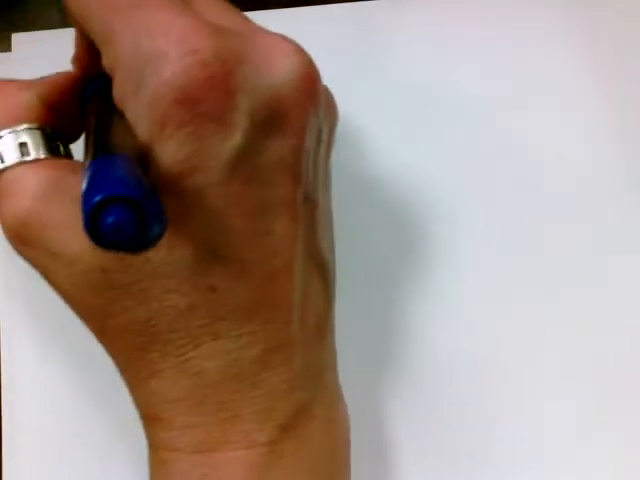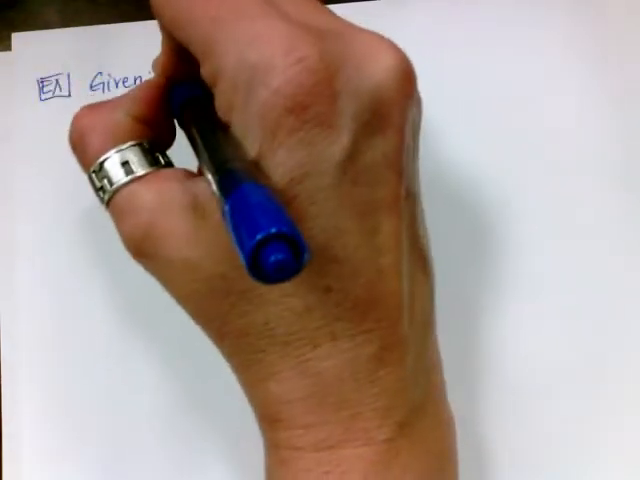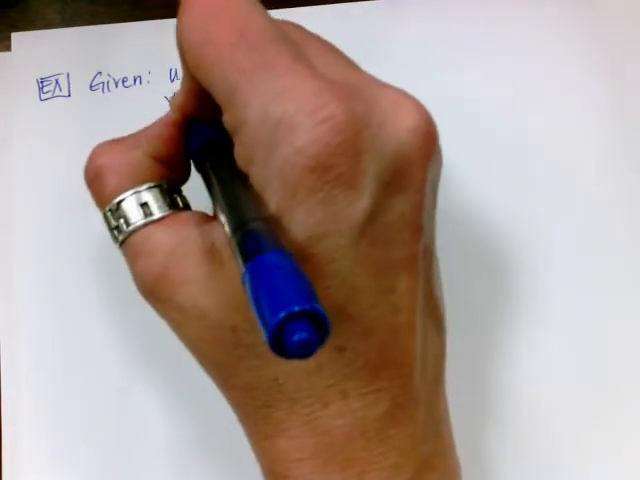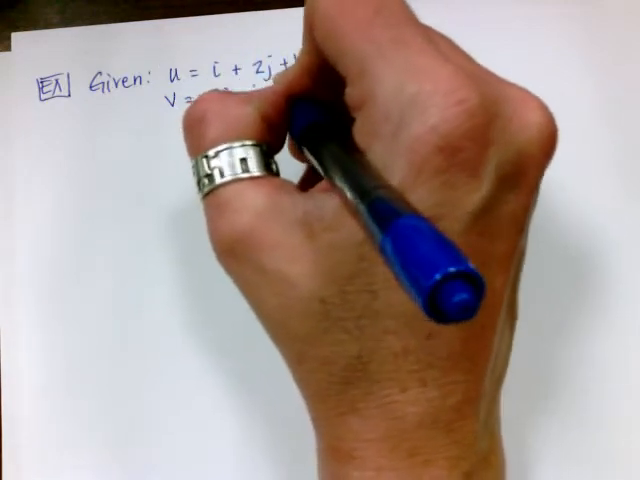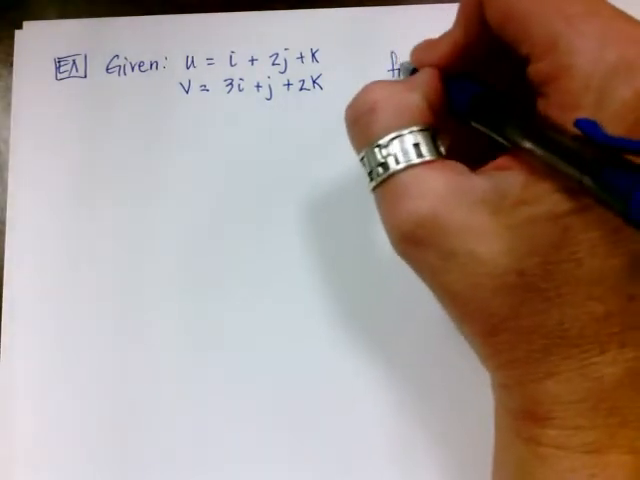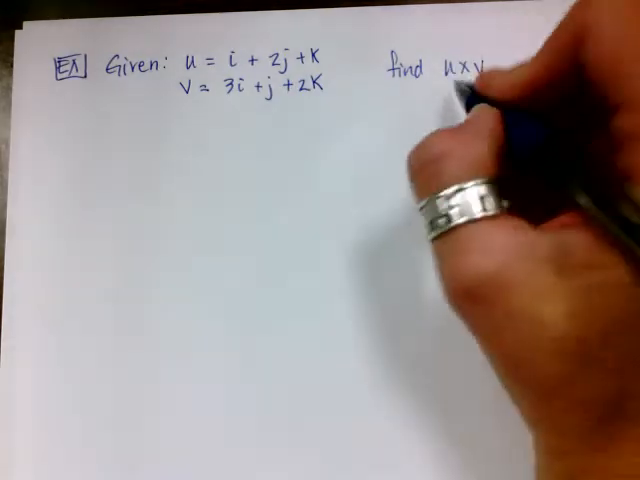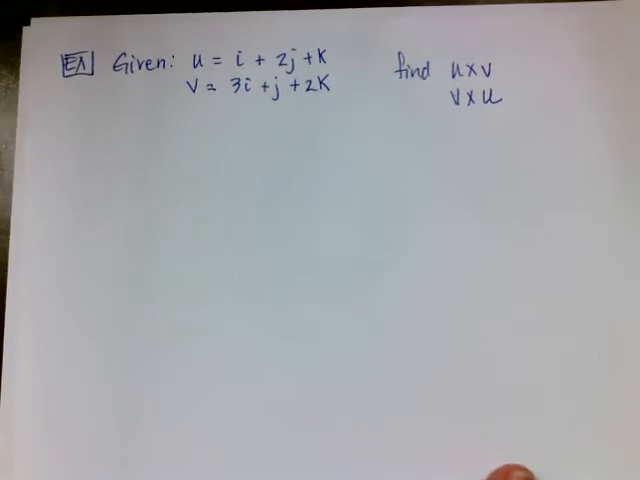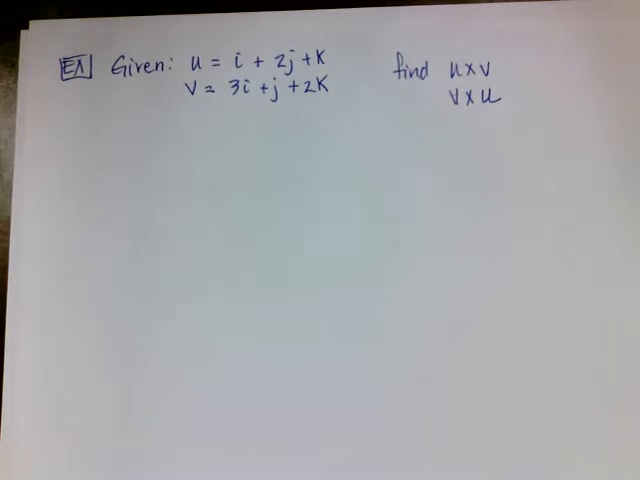Alright. So let's say, in our example, I'm given that U is equal to I plus 2J plus K, and V is going to equal 3I plus J plus 2K. Alrighty? Whew, that's furry. So I want to find U cross V, and then I want to find V cross U. Remember that cross products give us orthogonal vectors, and orthogonal vectors have a dot product of 0. Let's just find the cross products first.